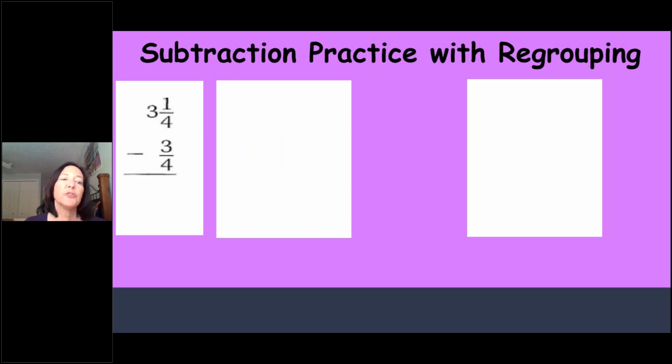The first problem is 3 1/4 minus 3/4. The denominator is in fourths for both of them, so that is good news. But the problem is we have 1 minus 3, and we can't do that. They're not going to let us have negative numbers yet. So we can't do 1 minus 3. We're going to have to borrow some fourths from our whole number. So why don't you see if you can do that?